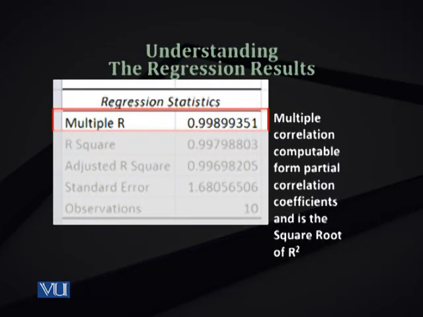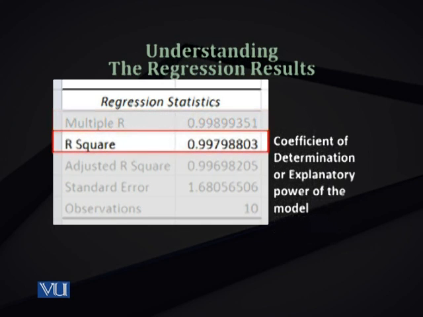The first one, as you are seeing, is multiple R, which is 0.99899. This is basically the multiple correlation coefficient or the square root of the coefficient of determination. Multiple correlation coefficient is computed with the help of various partial correlation coefficients. The second item is called coefficient of determination or the explanatory power of the model, or R square. In this second item, the value is 0.9979, which is the square of the previous value. This shows the explanatory power of the model.